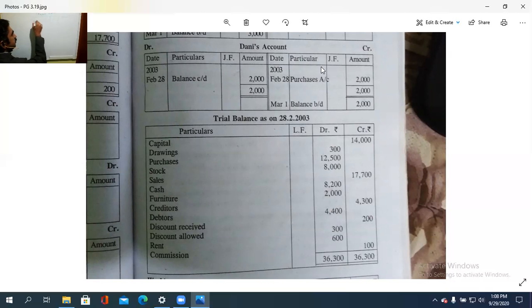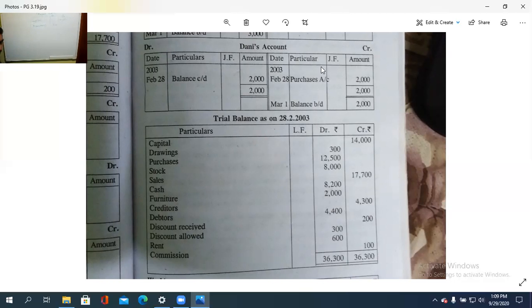So first item, capital, where does it come? On the credit side, isn't it? So capital is having a 14,000 balance, because goods, furniture and cash were brought in. Then drawings. Drawings is an expense, isn't it? So it comes on the debit side.